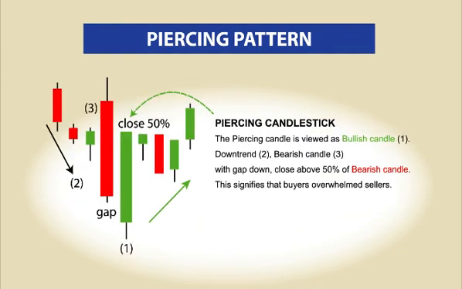Piercing pattern. The piercing candle is viewed as a bullish candle, 1. In a downtrend, 2, a bearish candle, 3, with a gap down, is followed by a close above 50% of the bearish candle. This signifies that buyers overwhelmed sellers.